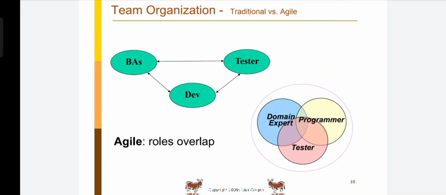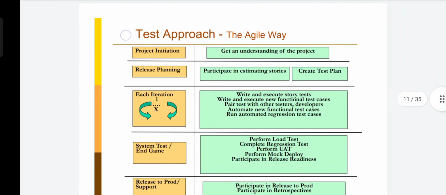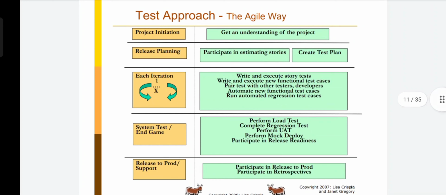Now the test approach is given in the agile way: project initiation, release planning, each iteration, system test, and end game. Release to prod and support. After end game, the whole iteration release is released to the prod.